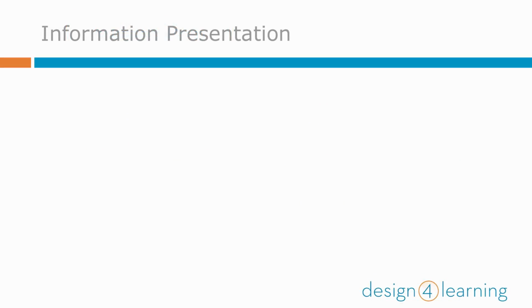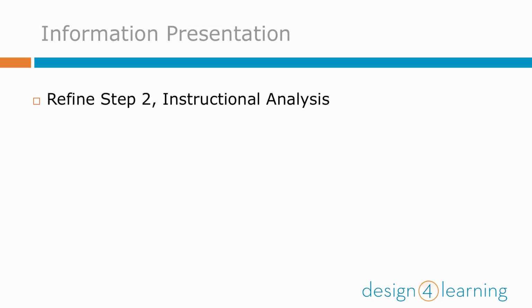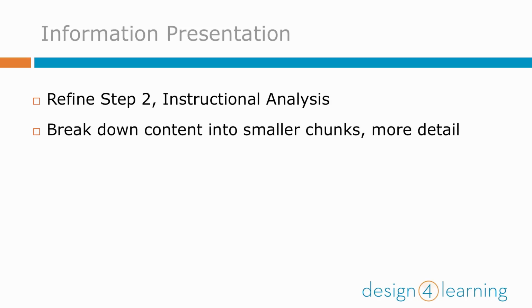For the information presentation part of Step 5, you'll go back to the work you've accomplished in Step 2, which was instructional analysis, and now you'll be able to refine that work with respect to sequencing and delivering the instruction. If you were very detailed in Step 2, you may have less work to do. If your instructional analysis was more on a top level, you'll now need to dig down and break up the content into smaller chunks with a greater level of detail.